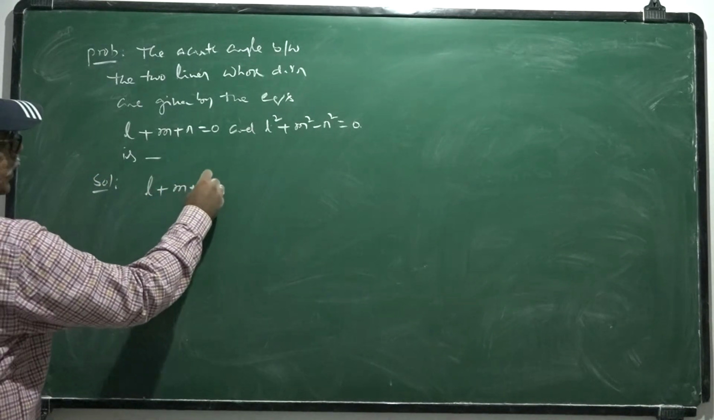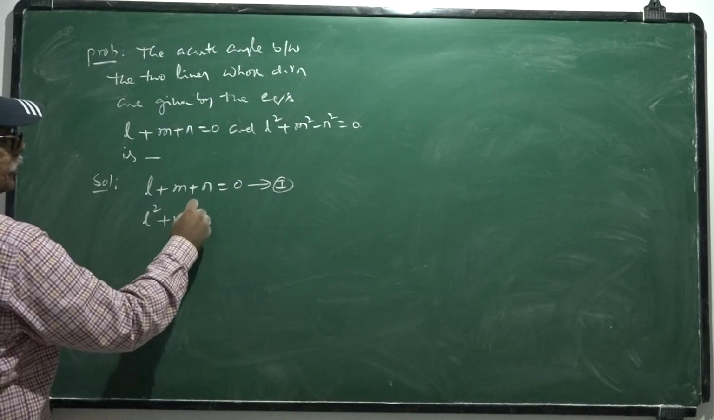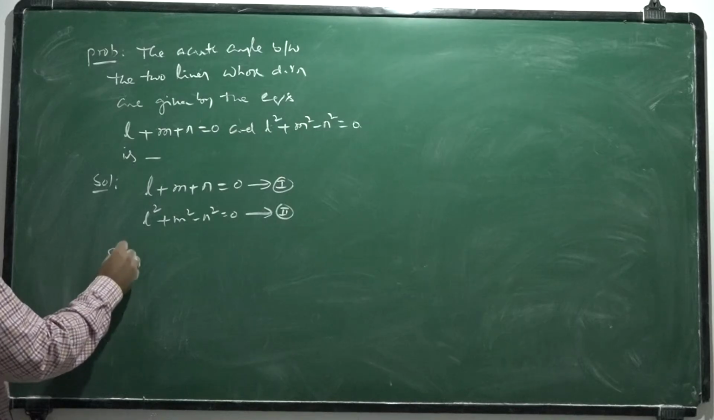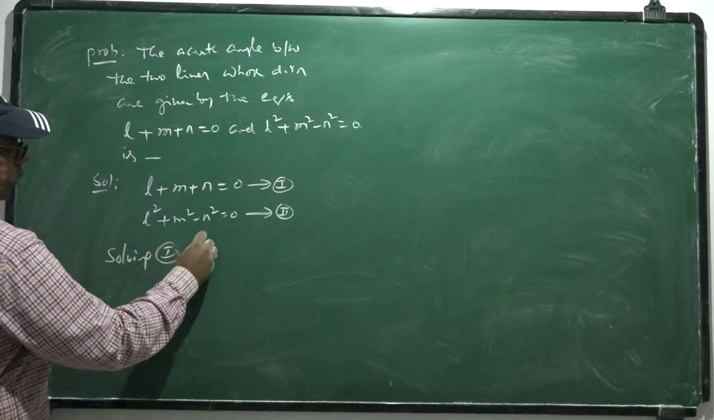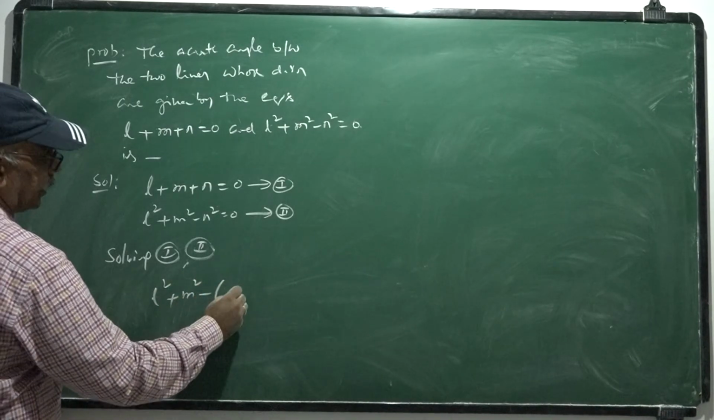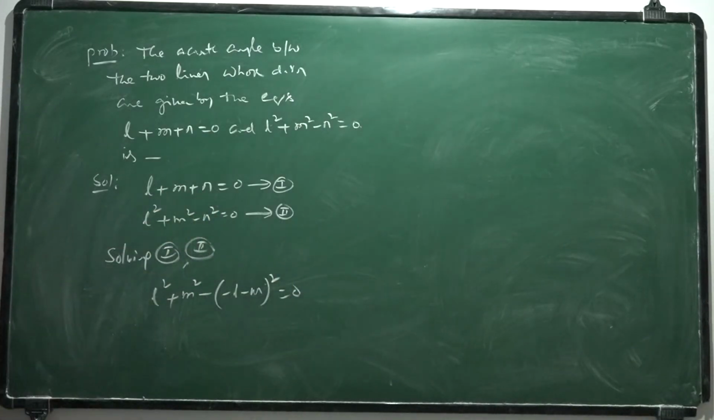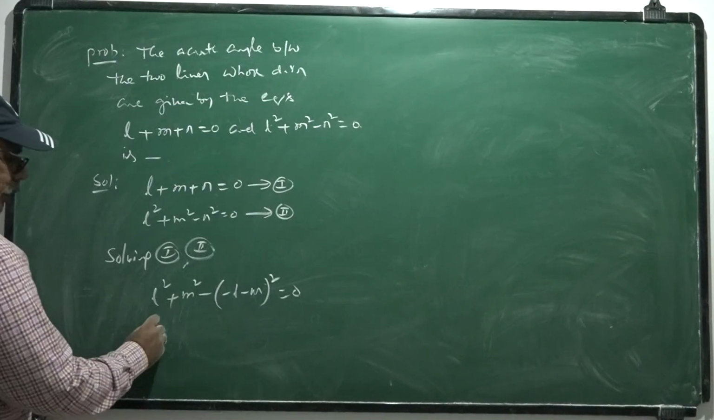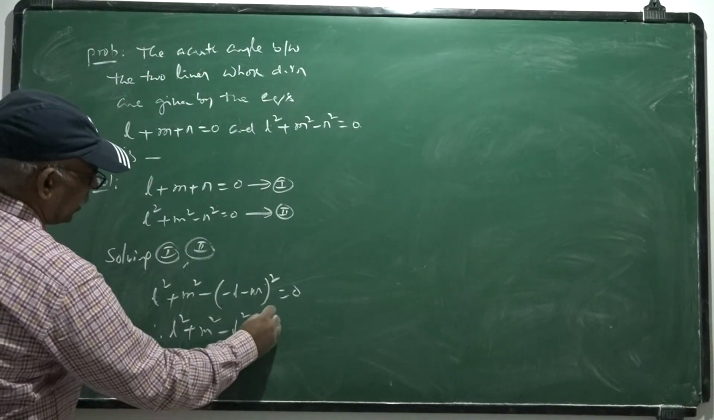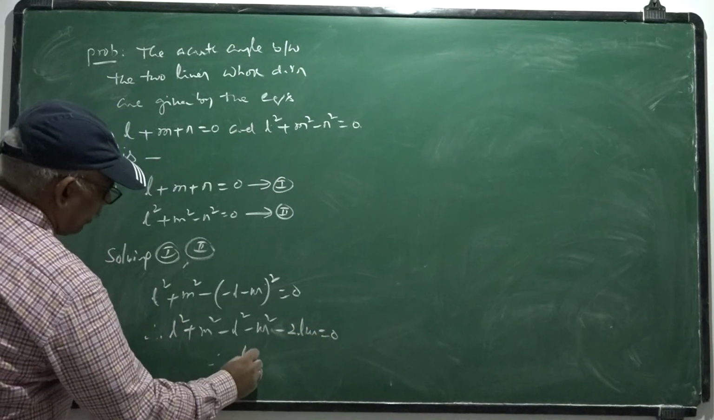Let us consider l plus m plus n is 0, let it be 1, and l square plus m square minus n square is 0, let it be 2. Solving 1 and 2, eliminating n: n square is (minus l minus m) whole square, so you can replace n with minus l minus m. That gives us l square plus m square minus l square minus m square minus 2lm is 0. Therefore, lm is 0.